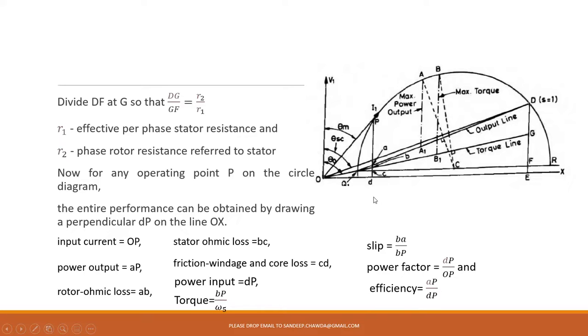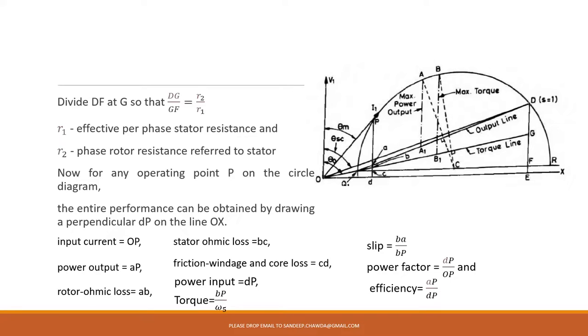Wherever on this DP line this QR is intersecting, you could say this point is C, small c we are considering. So BC is going to give you the stator ohmic losses. Then this C and this point D is going to give you the friction and windage losses. This is similar to the circle diagram. In the circle diagram we know that this line is indicating this loss, and this particular portion is indicating this operating parameter of the three-phase induction motor.